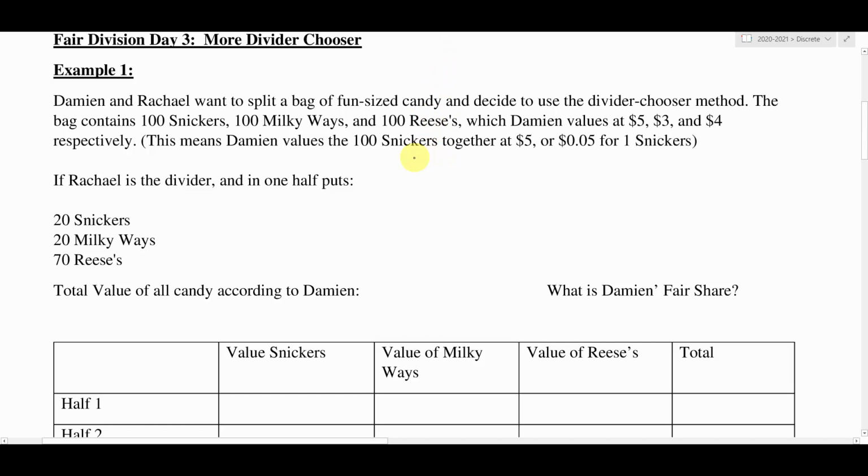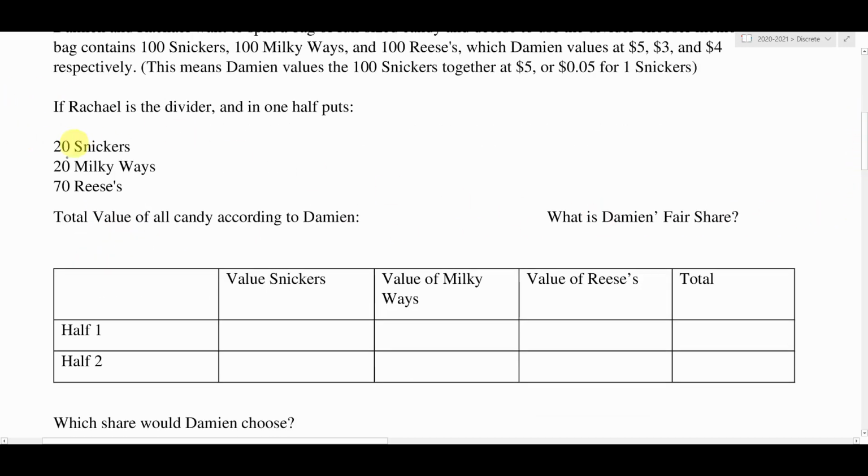Now, Rachel is the divider, Damien's the chooser, so Rachel divides and puts these candies into one half. I'm going to take those and say, this is half one. And we can automatically figure out what half two is going to be. Because if there's 20 Snickers in half one, there's got to be 80 Snickers in half two. And there has to be 80 Milky Ways in half two. And then if there's 70 Reese's in half one, there's got to be 30 Reese's in half two, because they have to add up to 100, because there's 100 total candies.